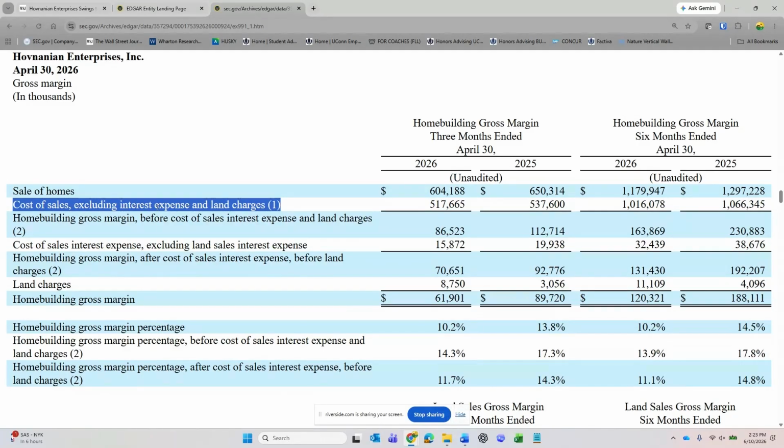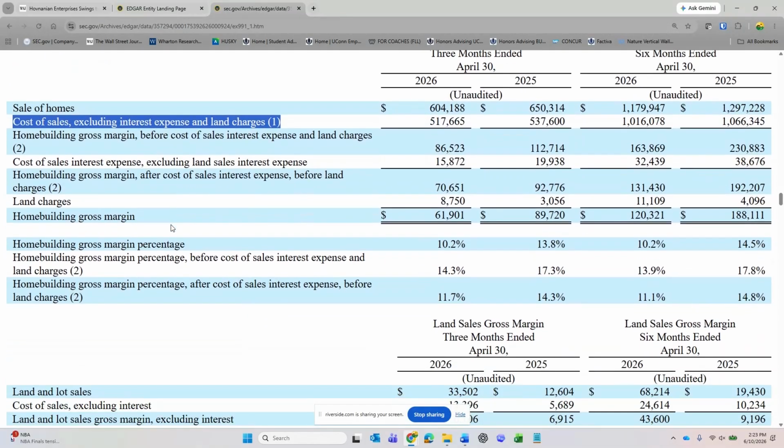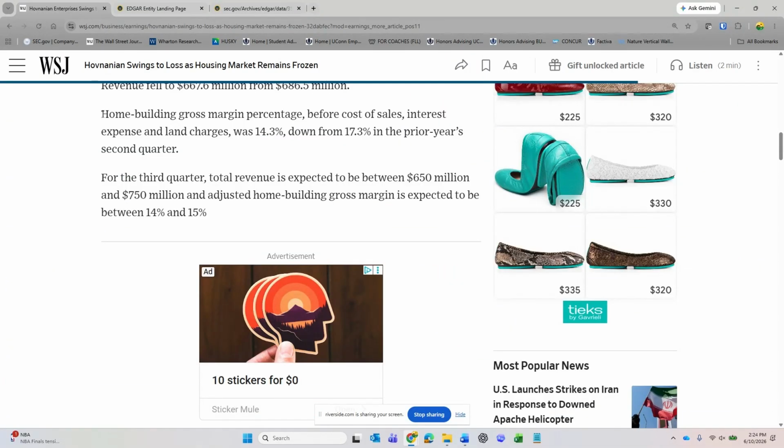So they're doing a slight modification to their cost of goods sold. They're highlighting that their cost of goods sold is comprised of the standard building costs, but it also includes interest expense and land charges. And they're pulling that out as a separate line item. If we go back to the language in the article, what it's meant to say is home building gross profit percentage before interest expense and land charges was 14.3%.